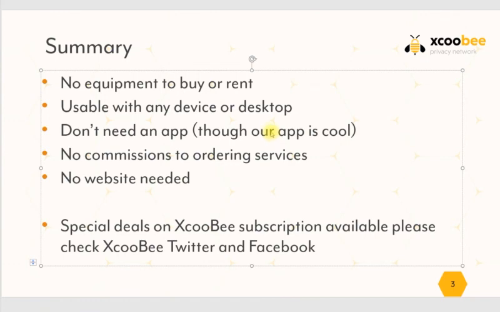Just to summarize again, we walked through the whole sign up into XcooBee and creating an account. We also created a payment project that we've configured, and we configured it to create a flyer where we could place order codes onto the flyer, and we saved that as a PDF and sent it out to our customers. Our customers were able to place orders without having a website or needing any special device. So in XcooBee's payment system, there's no equipment to buy or rent. We are usable with any device or desktop.